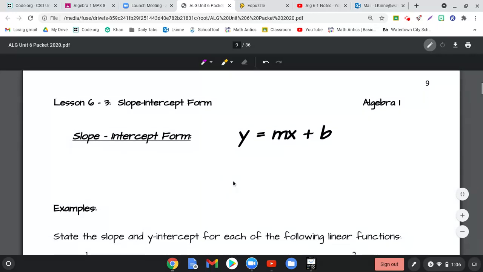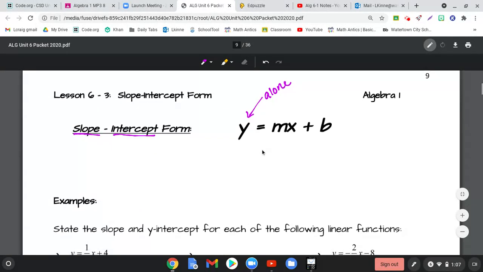So we're going to start talking today about slope-intercept form, and it's called that because you can easily tell the slope and the y-intercept from this equation. And I'm sure you've seen it before, okay? Y equals mx plus b. First of all, I need you to notice that y is alone. All right, we'll get into that in a couple lessons.